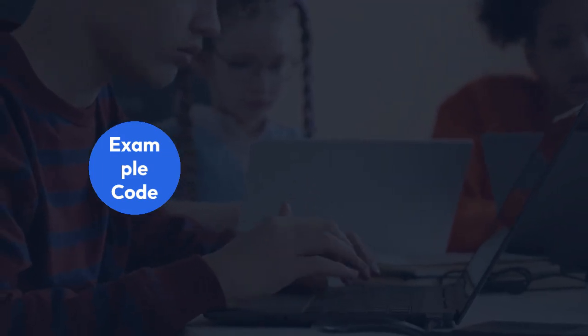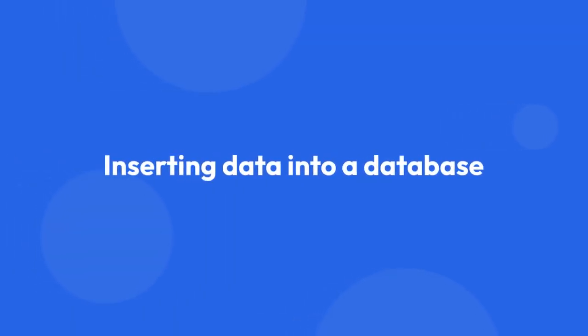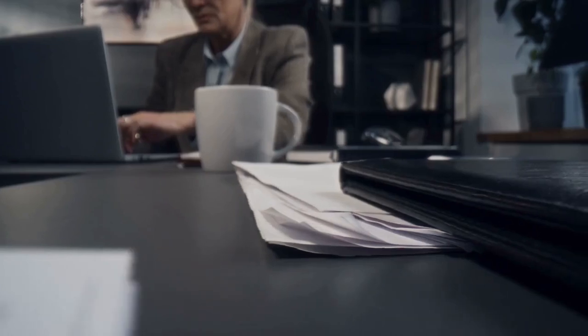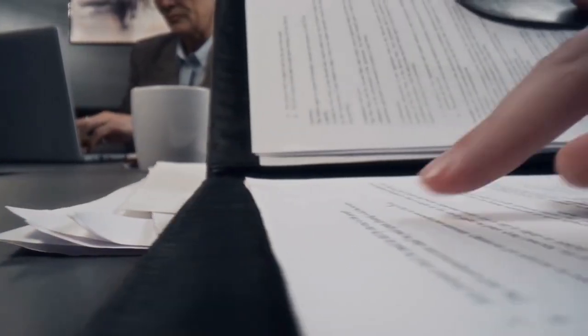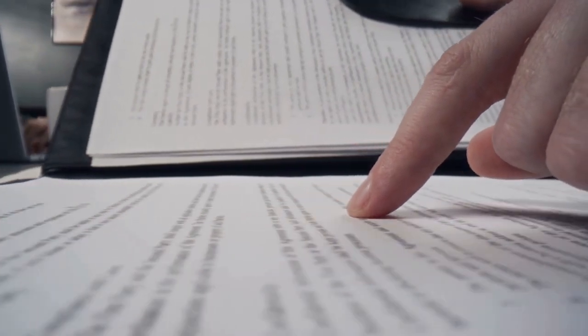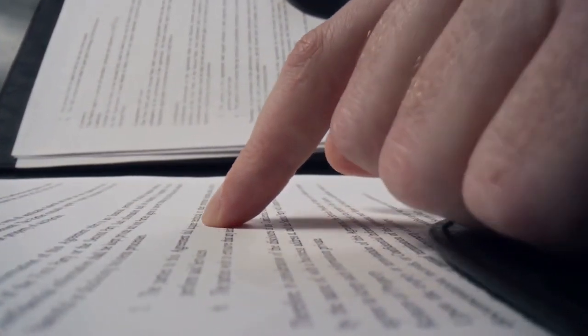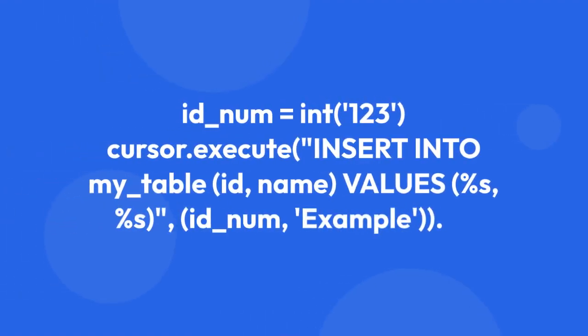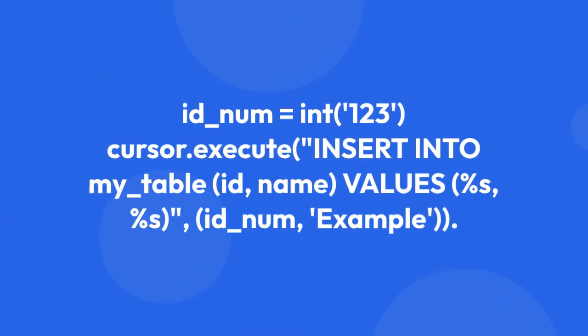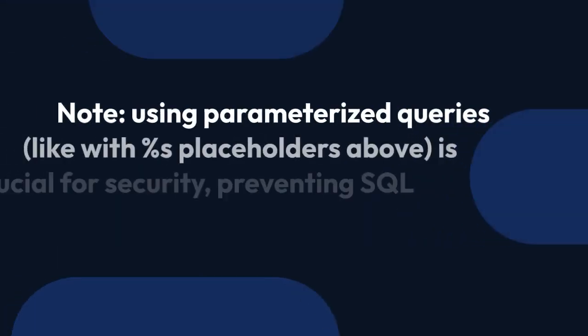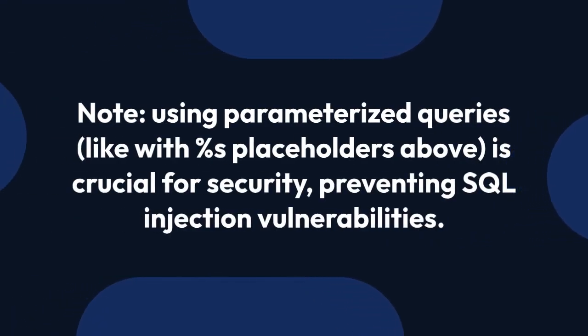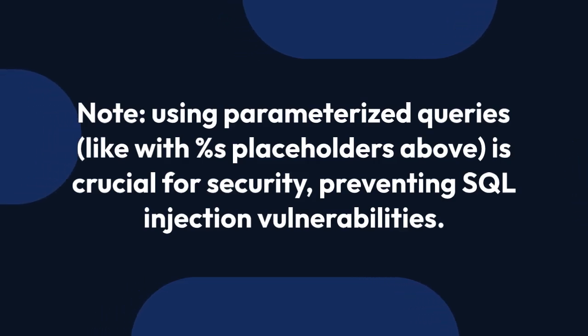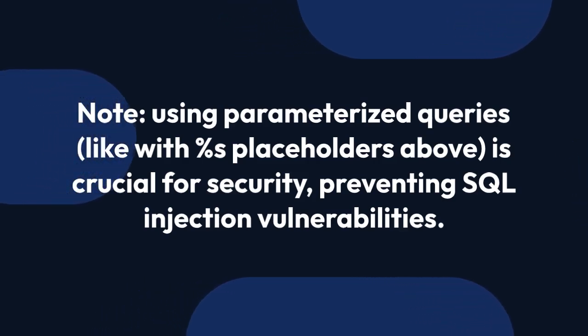6. Example code, illustrative. Let's say you're inserting data into a database. Incorrect: cursor.execute("INSERT INTO my_table (id, name) VALUES ('123', ...)"). Correct: id_num = int("123"), then cursor.execute("INSERT INTO my_table (id, name) VALUES (%s, ...)", (id_num, ...)). Note: using parameterized queries, like with %s placeholders above, is crucial for security, preventing SQL injection vulnerabilities.